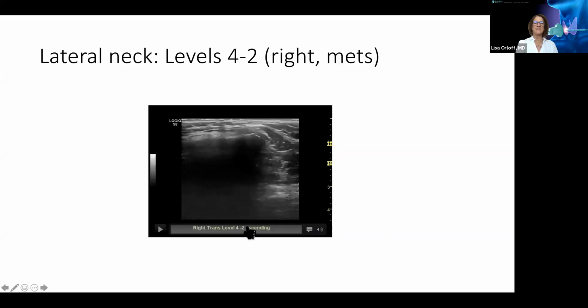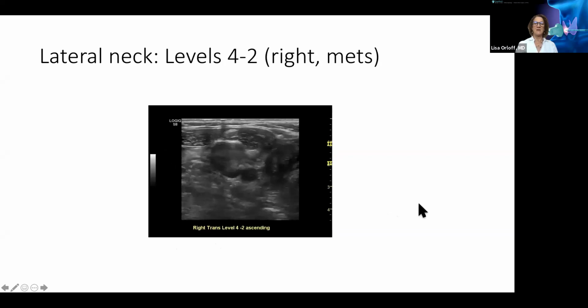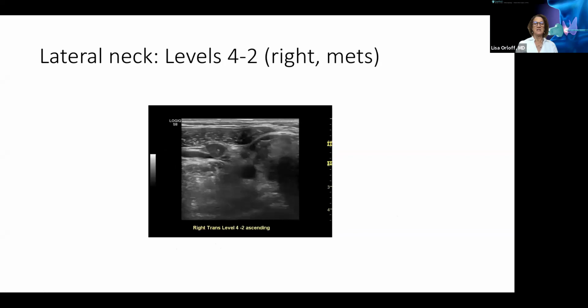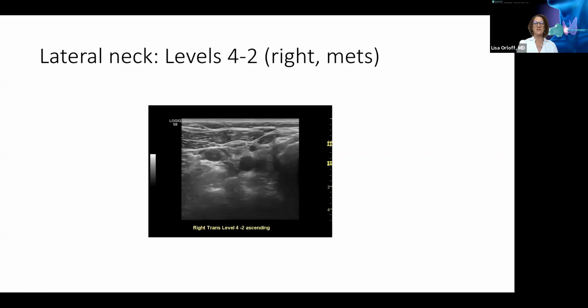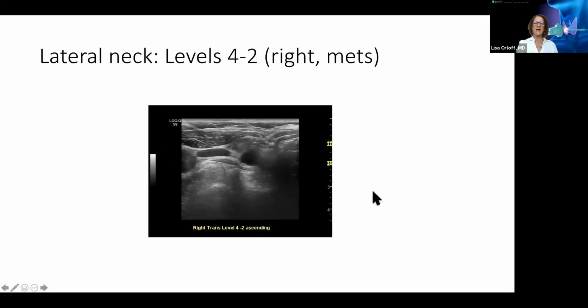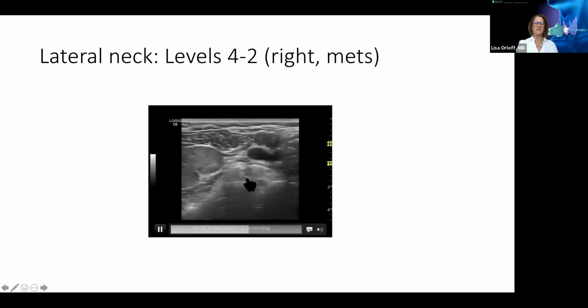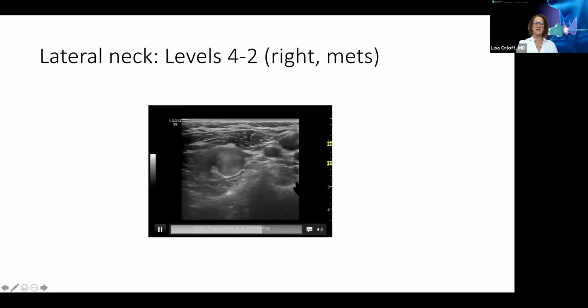But a similar view sweeping through the neck in a patient with metastatic papillary carcinoma, you will see metastatic lymph nodes of varying shapes and sizes, some with microcalcifications, most with loss of a visible hilum, many with increased vascularity if you were to apply Doppler.